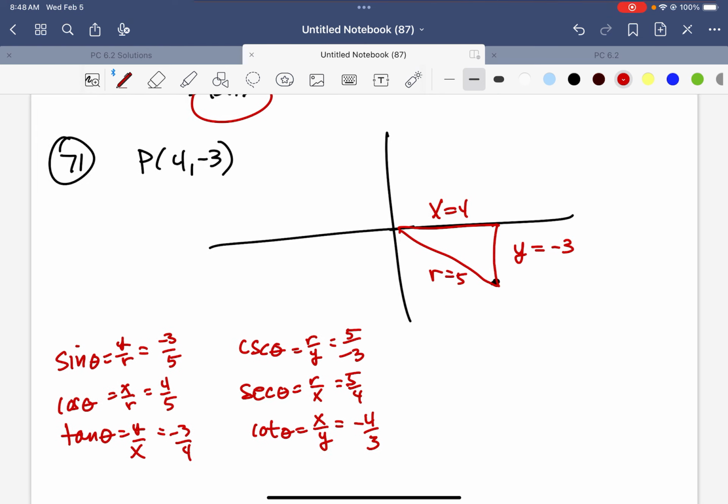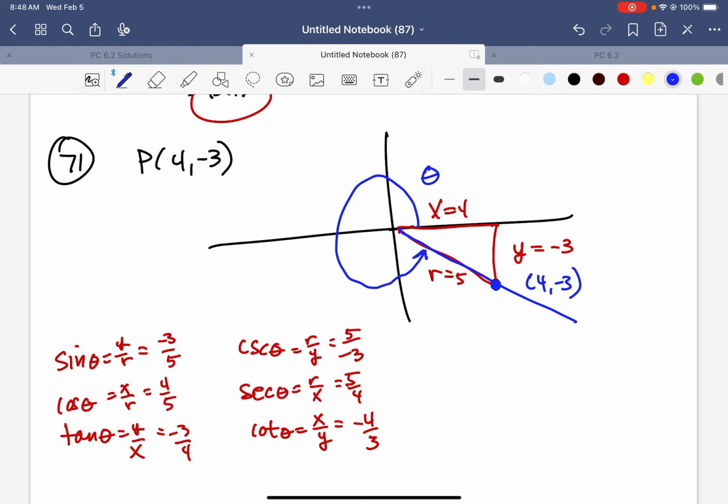In 71, they say that you open up an angle. So your angle opens up this way, and one point on the terminal side of your angle where you stop is the point 4, -3. So there's my theta that I open up, and I stop over here at 4, -3. Well, why is that interesting? Well, because it's really telling you something about that angle.